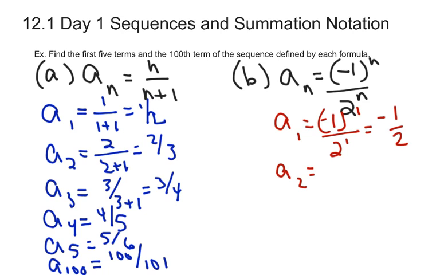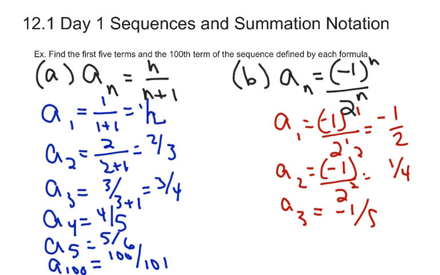However, in the second term, when you do -1 to the second power over 2 squared, you're going to get positive 1/4. The third term will be -1 over 2 to the third. The next term will be positive 1 over 2 to the fourth. The fifth term will be -1 over 2 to the fifth.